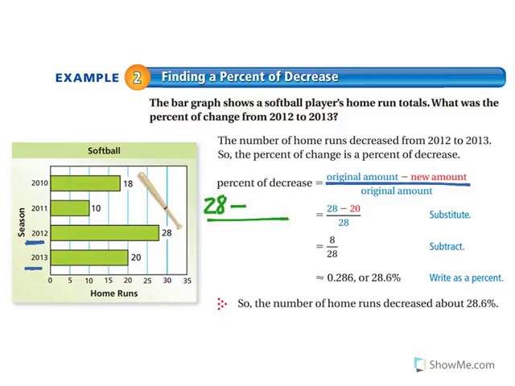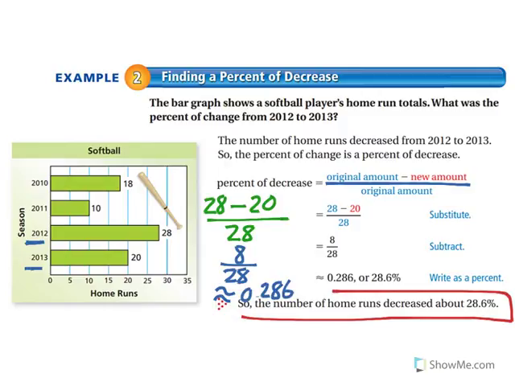We're going to subtract the new amount, 20, from the original amount, 28, and divide by 28. 28 minus 20 is 8, divided by 28, and we get approximately 0.286. So the number of home runs decreased about 28.6%.